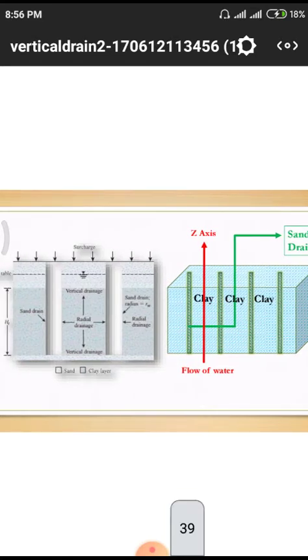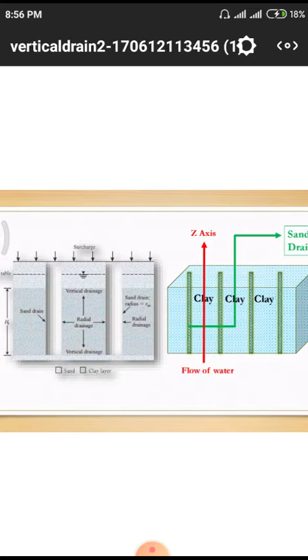Okay, this is another diagram which represents both flow of water to the drains and flow of water from the drains. Flow of water to the drains means normally the water present in the surrounding soil particles will be collected into the sand drains. That is the flow of water to the drain. Next is the flow of water from the drain, meaning whatever water is in the drain will be percolated to the upward surface. That is the difference between to the drain and from the drain.